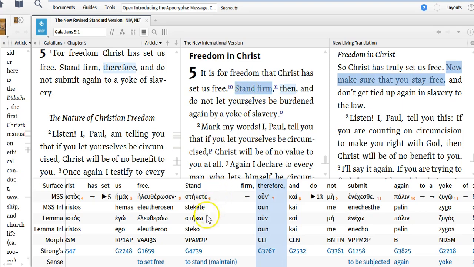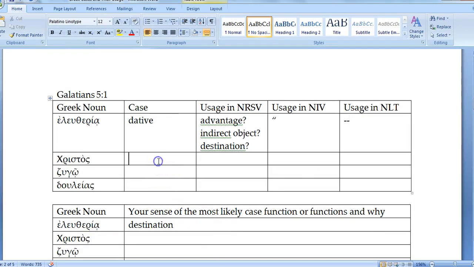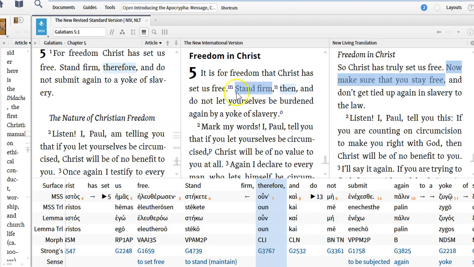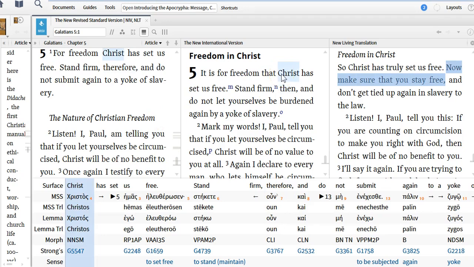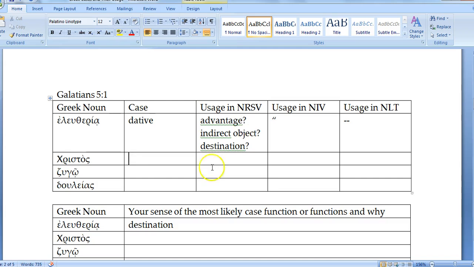Now the next word, oh yes, Christ. The next word that I wanted you to look at was simply Christ, which appears in all three of these, and it is a nominative, and it is represented as the subject of the main verb. Christ has set us free. Christ has, in all of these, set us free. So that's pretty straightforward, and that's a typical usage of the nominative case, simply the subject of the main verb.